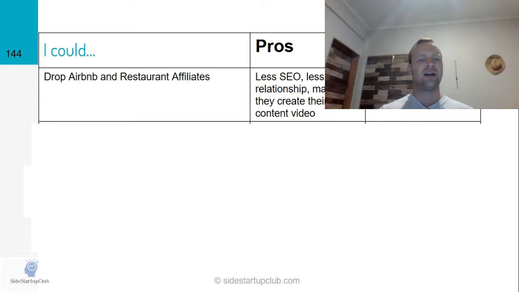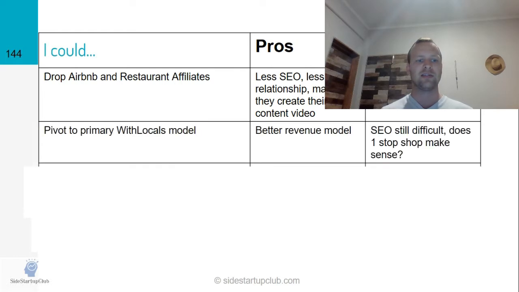Well, what if we just drop the Airbnb and restaurant side of this business? We have less SEO to focus on and less relationship management. Or perhaps we don't drop them, but we drop the revenue side of it. We don't try to make money off them, but we still allow a few of them to be on our website. Maybe we can convince them to give us content for our website, since we're providing them a free service. The con to this is we're going to lose some of our revenue stream, roughly $100 to $250.